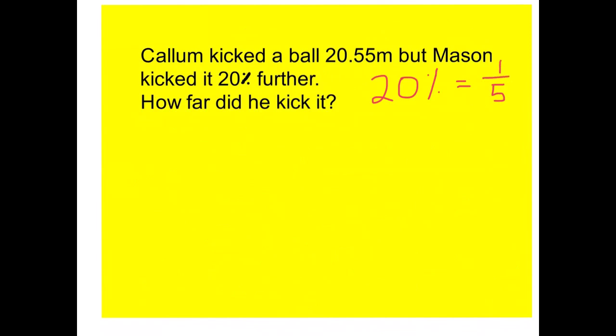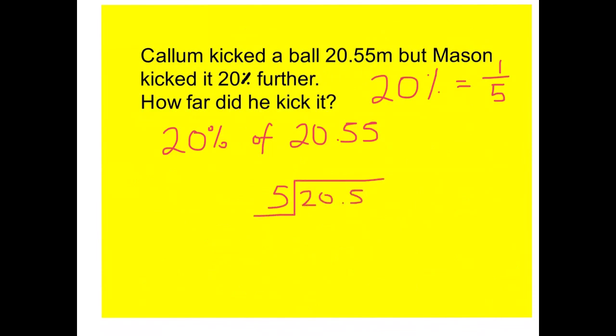So we need to work out 20% of 20.55. So we have to divide it by 5 to find 1/5 of it. So 5 into 20.55. 5 into 2 does not go. 5 into 20 is 4. Decimal point in. 5 into 5 is once. 5 into 5 is once. That is in meters. So this tells me how much further it was that Mason kicked the ball. He kicked it 4.11 meters further.